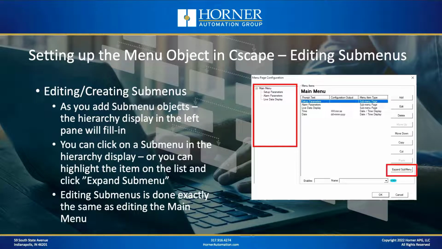The other way that you can select and edit a submenu is by selecting the item on the list for the main menu list and then hitting the expand submenu button. But anyway, the easiest way really is just click directly on it in the hierarchy pane.